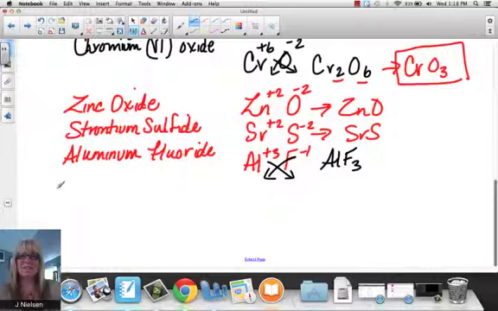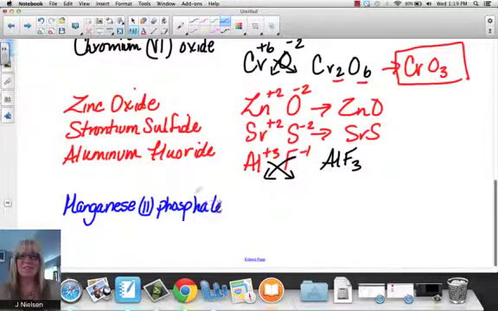Now, let's talk about some ternary compounds. For ternary compounds, I might have manganese. Go back to that again. Manganese 2-phosphate. So manganese is Mn. It's telling me that I'm using the +2.